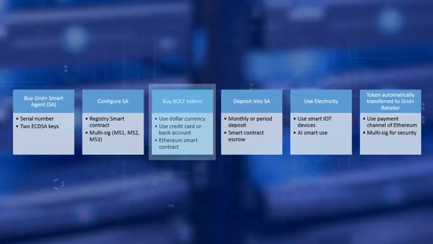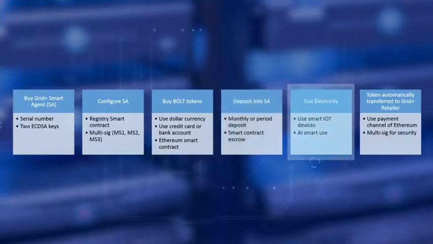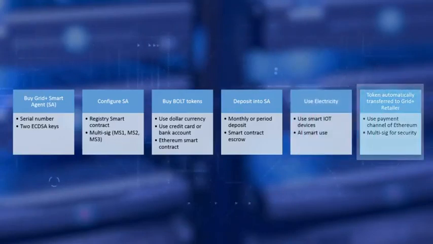User then buys BOLT coins as tokens provided by the Grid Plus using regular money, credit card, or bank account. A smart contract keeps track of the BOLTs as escrow in the smart agent. Users now can use electricity and can use smart devices such as Nest to optimize usage. Based on the usage, BOLT is automatically transferred to the Grid Plus retailer using an off-chain payment channel.